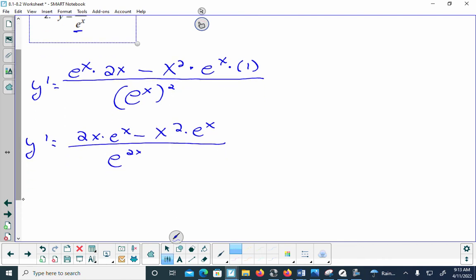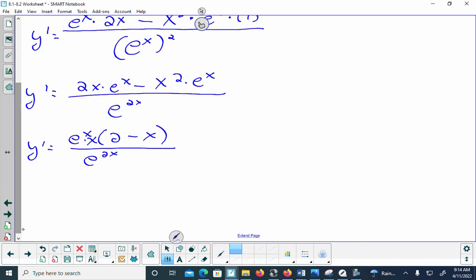I'm going to factor out an e to the x in the numerator, and then factor out x too. So let's do that. That makes this 2 minus x, all over e to the 2x. And then I can simplify e to the x over e to the 2x. When I do that, the derivative will be x times 2 minus x, all over e to the x. And that's as simplified as I can make it.